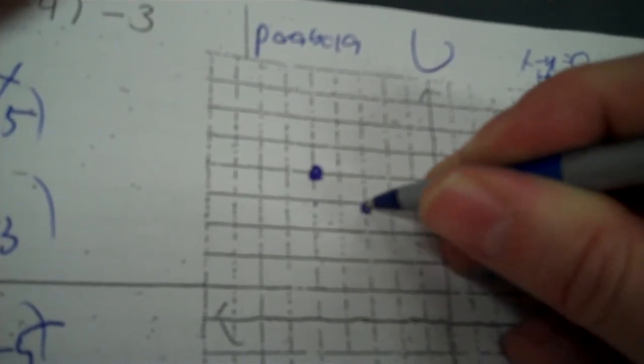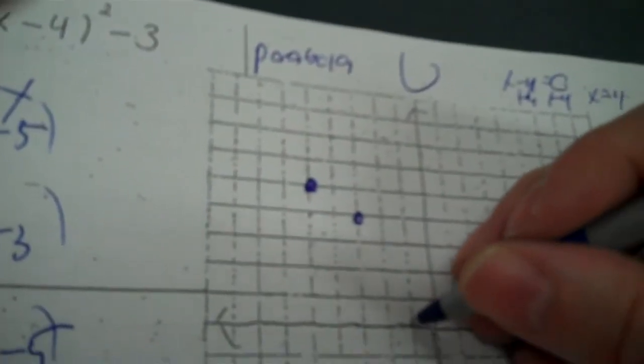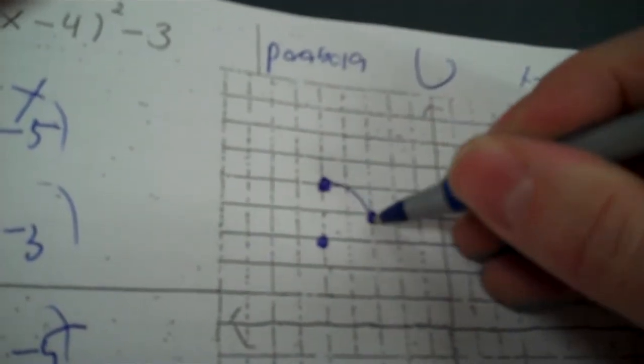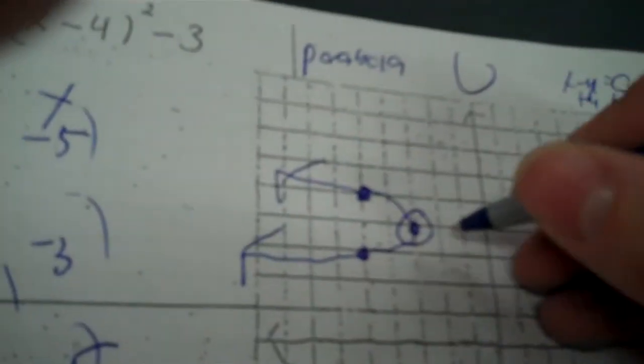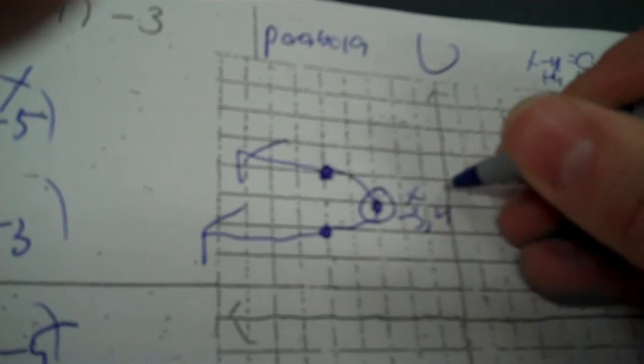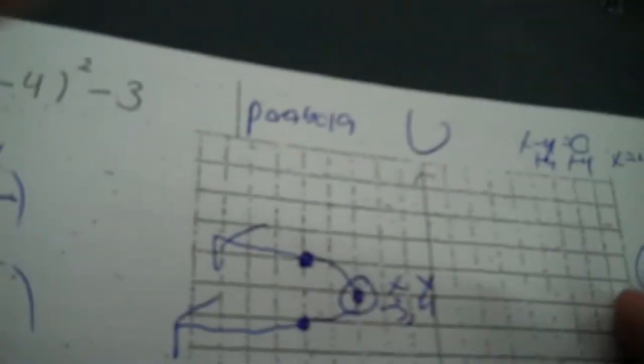So -3, 4. And -5, 3. It's a sideways parabola. And the domain and range are based off the vertex point, -3, 4. So -3 is the x, 4 is the y.